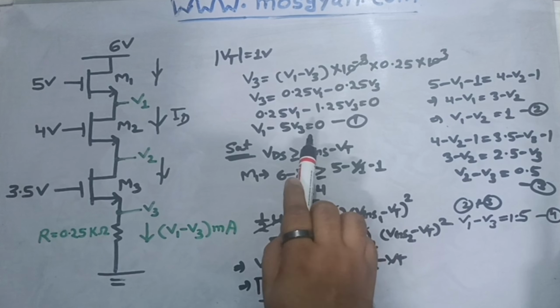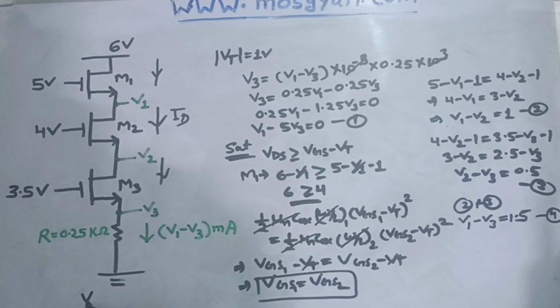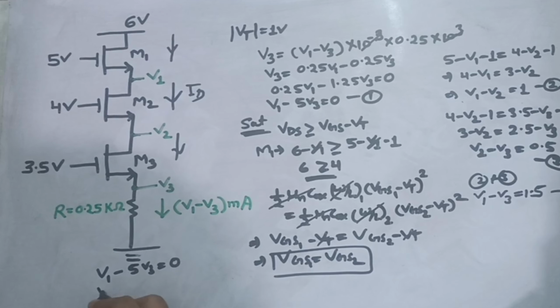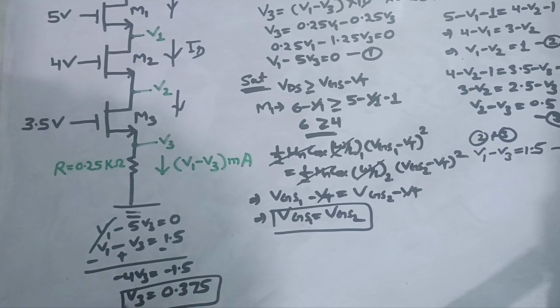Now I can subtract equation 1 minus equation 4. So what I will get? Let's solve it here. Equation 1 is having V1 minus 5V3 equal to 0. And I'm subtracting equation 4 out of that. So V1 minus V3 equal to 1.5. This I'm subtracting. So V1 will get cancelled out. We will get minus 4V3 is equal to minus 1.5. That means V3 is equal to 0.375. This is what we will get, right? Now this is what we have calculated. V3 is equal to 375 millivolts or 0.375 volt.